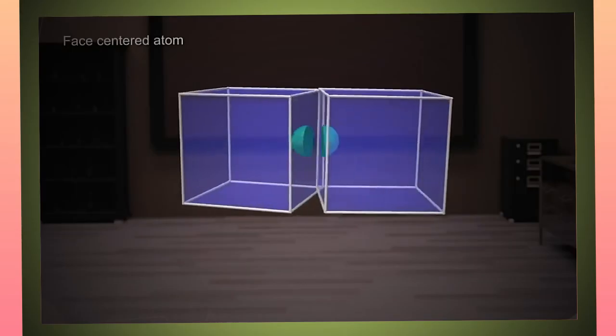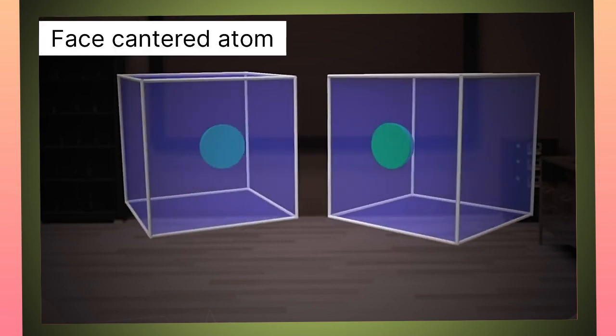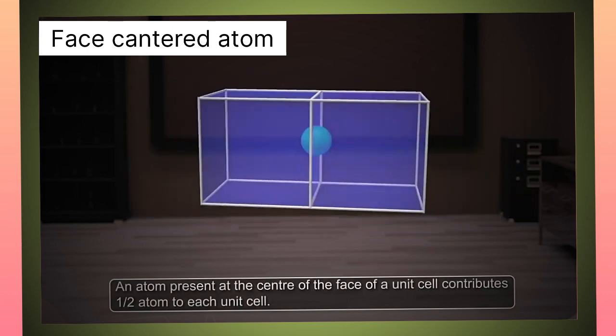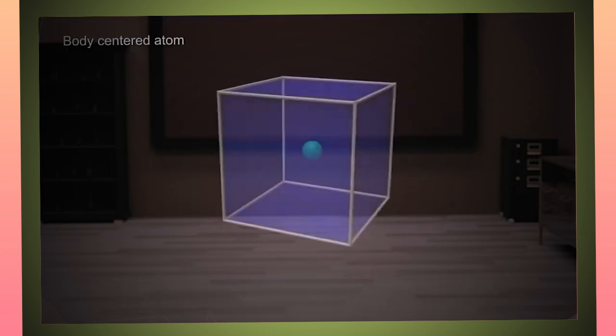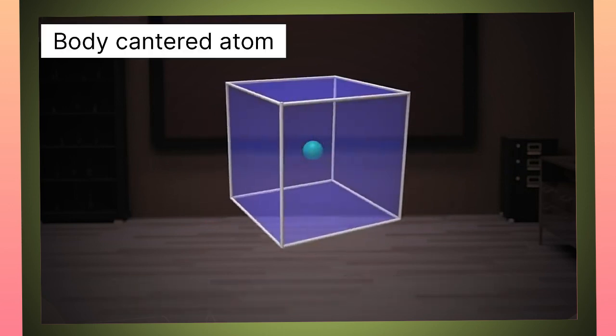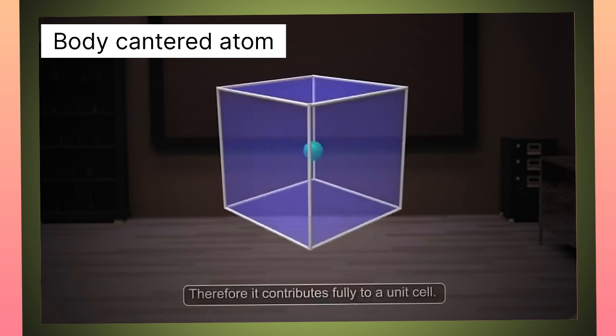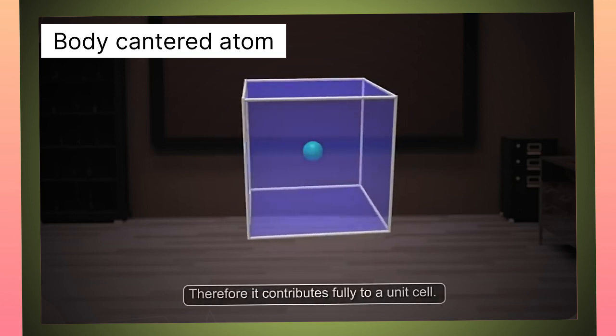In case of a face-centered atom, a face-centered atom is equally shared by 2 unit cells. An atom present at the center of the face of a unit cell contributes 1/2 atom to the unit cell. In case of a body-centered atom, since the atom is present inside the body, it contributes fully to the unit cell.